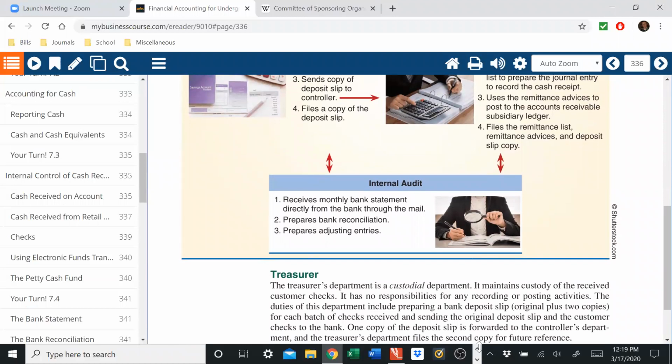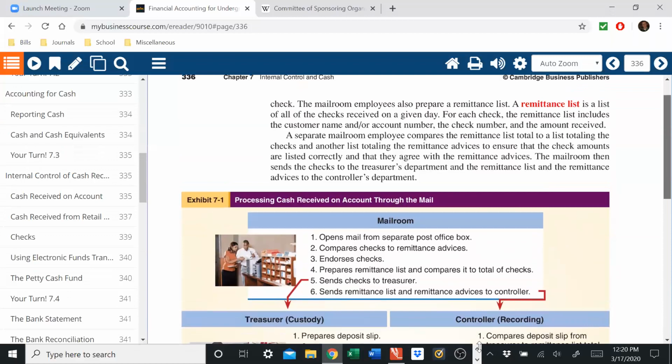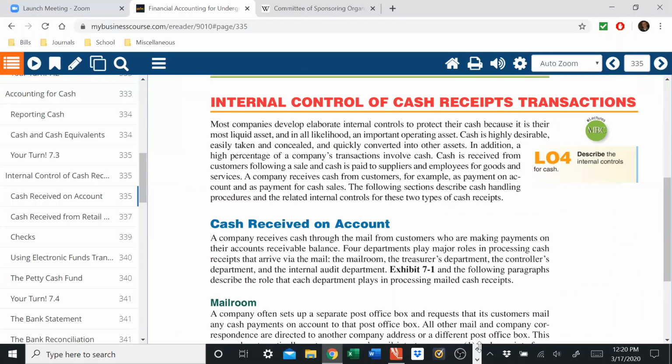And so any deviations have to be summarized on the bank reconciliation. The bank reconciliation is the major quantitative part of this chapter. Most of the questions on exam 2 from chapter 7 will be bank reconciliation type questions, most of the quantitative questions. So we're going to teach you how to prepare a bank reconciliation. And then the internal audit will prepare the adjusting entries. So that's a summary of the control procedures that are in place to ensure that cash received on account is not misappropriated.